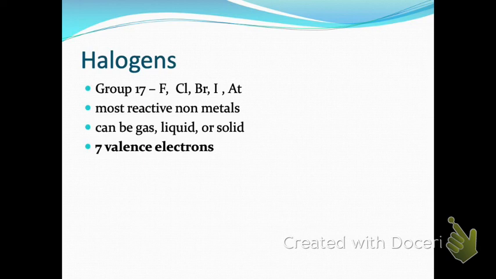I want you to label this here differently. I think with my other class, I labeled them all the way, but I want you to change this to group 7, not 17, okay? Because we labeled our groups 1 through 8, not 1 through 18. So group 7 has 7 valence electrons. That's a really important pattern that I need you to pick up on, okay?